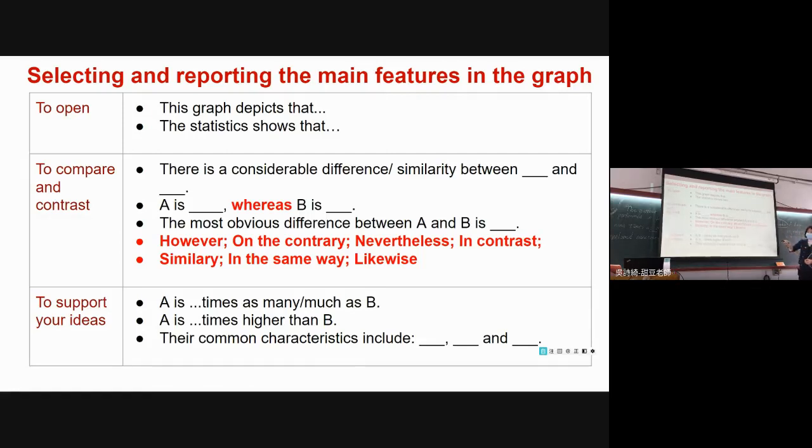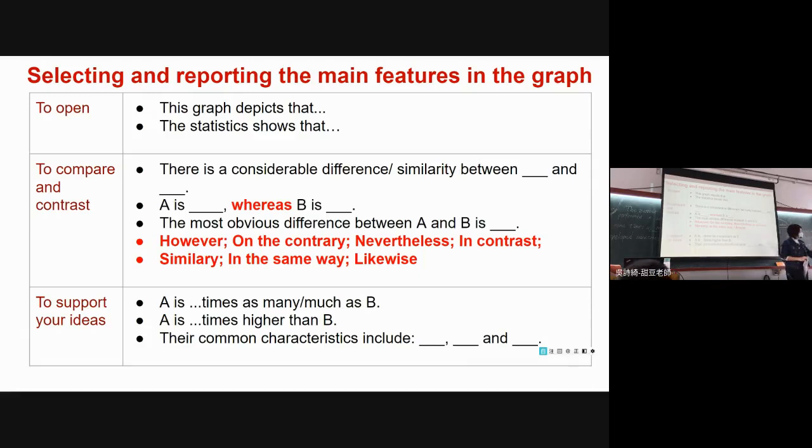Ladies and gentlemen, let's read the words together. Let's go. Number 1. Or nevertheless. Very good. When you are talking about something the same between each other, what can you say? The first one is similarity. Second one, in the same way. The third one, likewise. So this is how you can make compare and contrast.